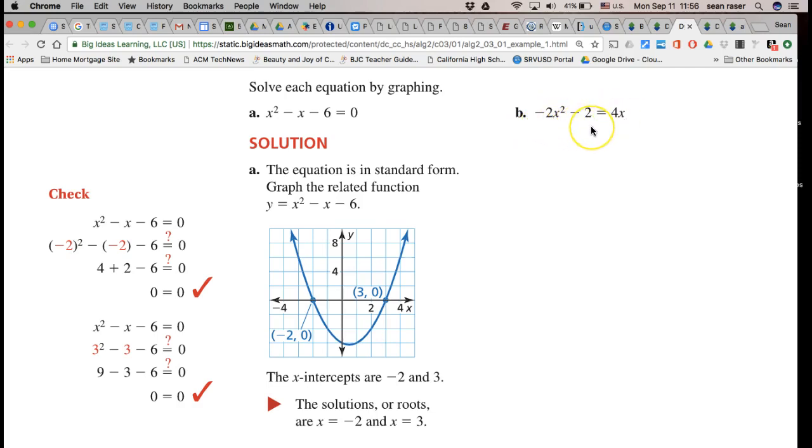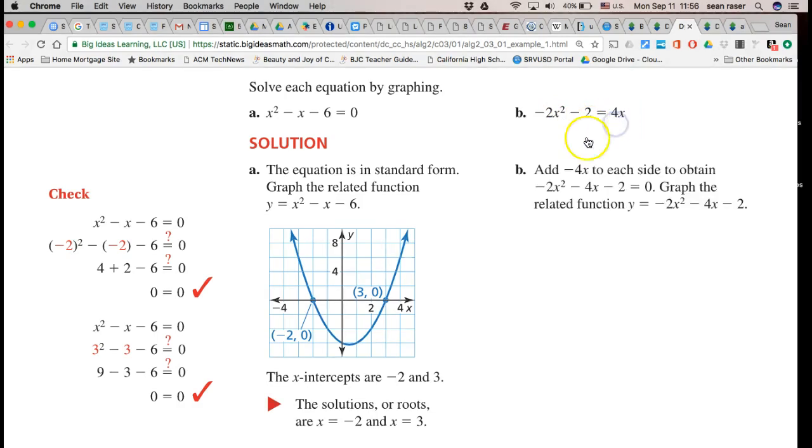So to get all of our terms on the same side, we're going to subtract 4x from both sides, so we get negative 2x squared minus 4x minus 2. We just subtracted this 4x. Okay? So now we replace 0 with y. So we have y equals negative 2x squared minus 4x minus 2. And we can go ahead and plot this function right now.